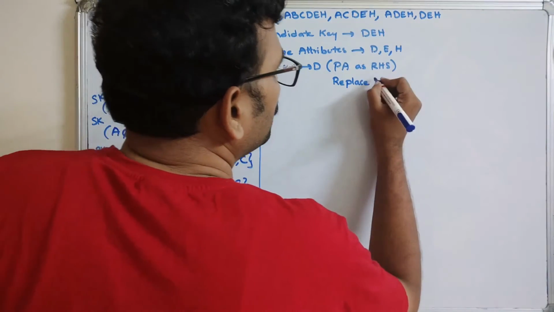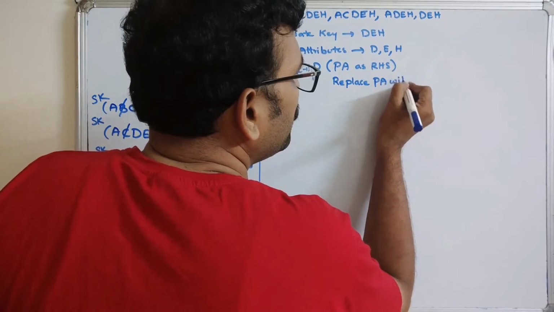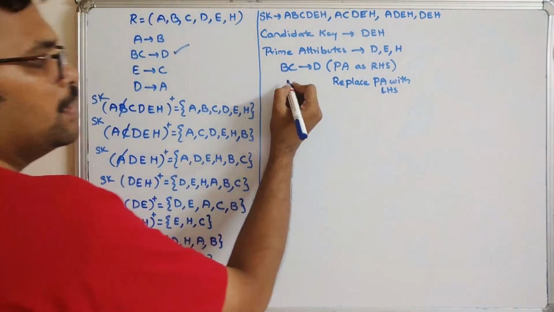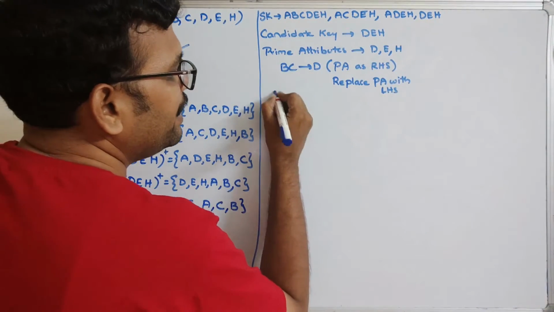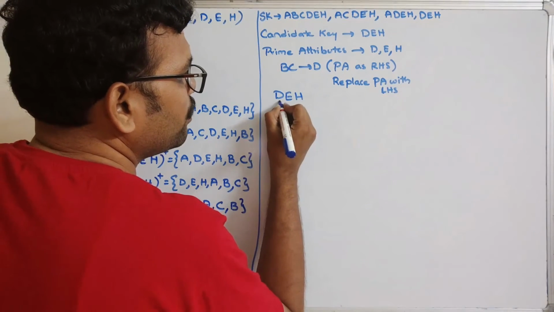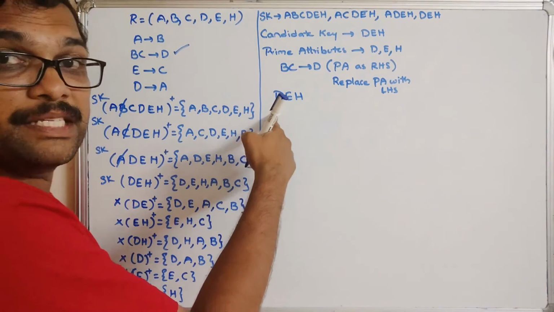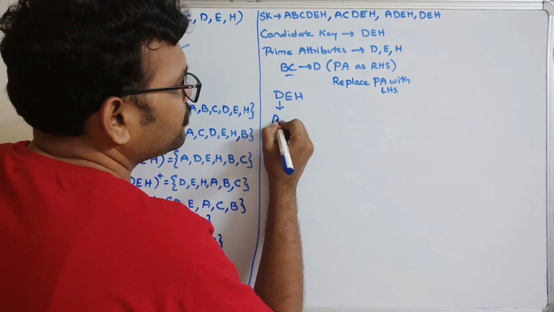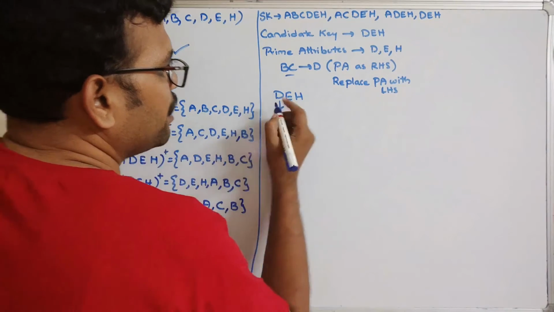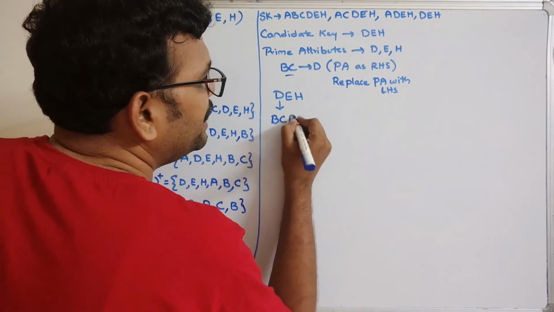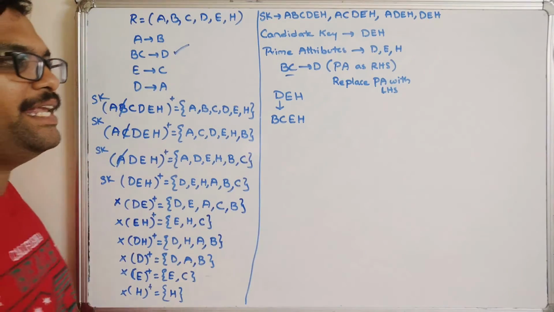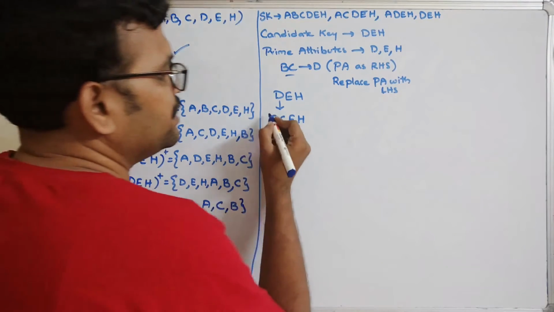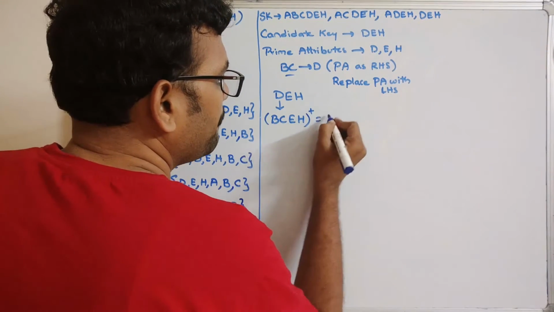Replace prime attribute with LHS. So what is the candidate key? DEH. So we need to replace this D with the corresponding LHS. LHS means this one. So this one becomes BCEH. We are replacing D with the corresponding LHS. So BCEH. Just find out the closure for this one.